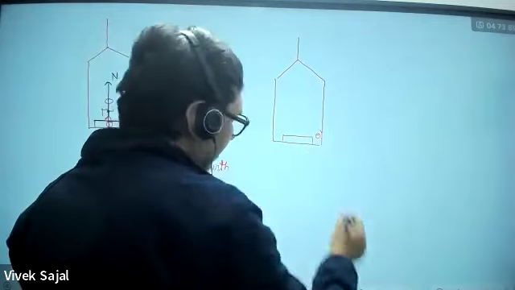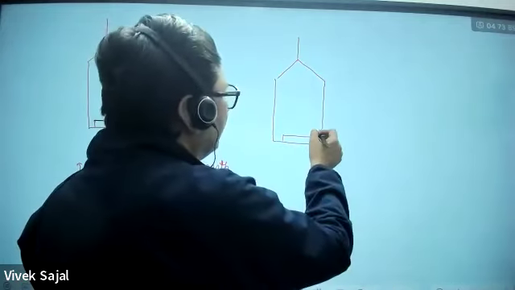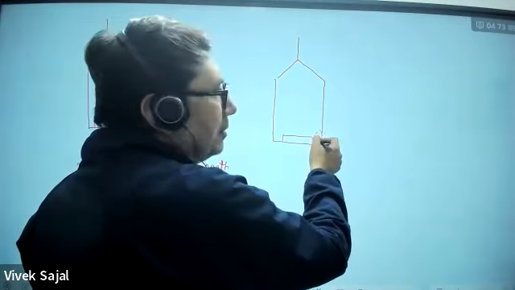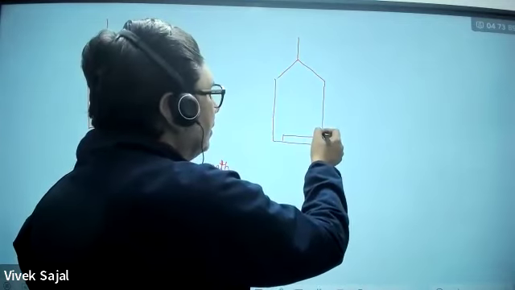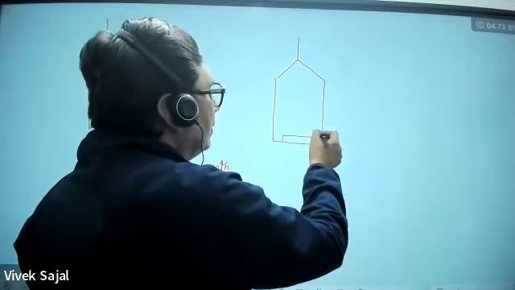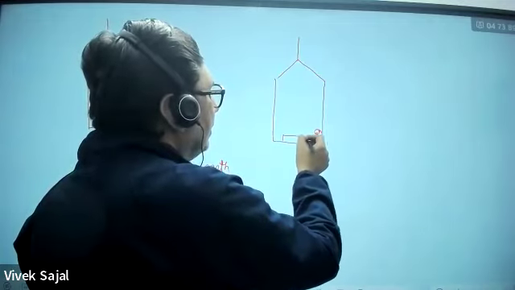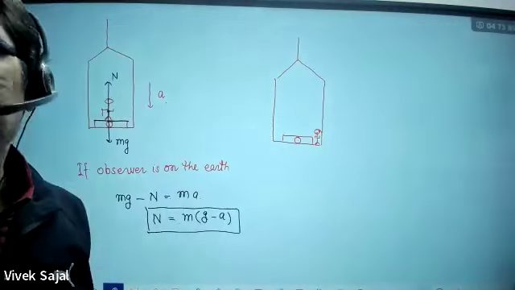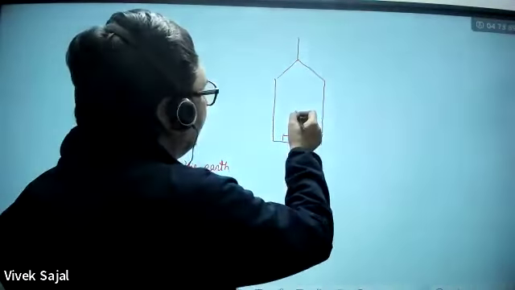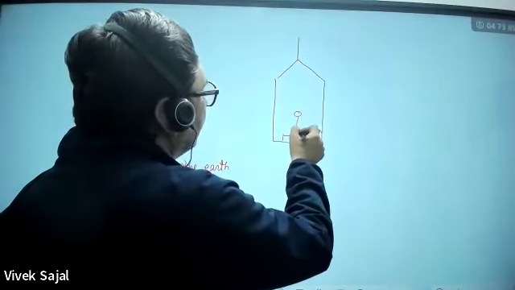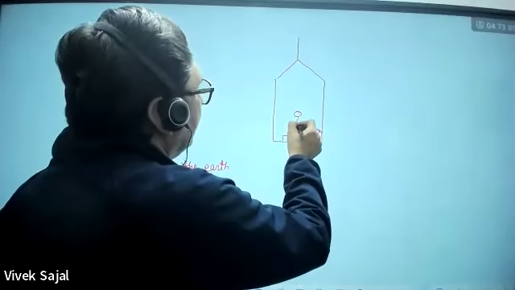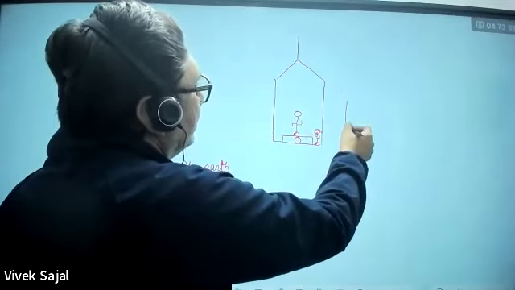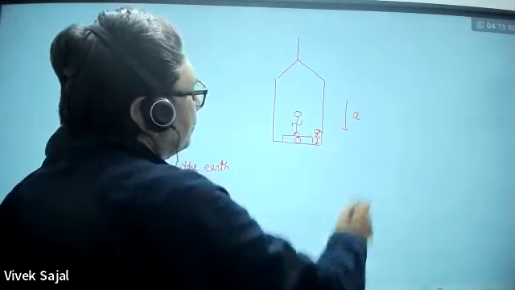But my observer is here. You are assuming that the observer is inside the lift, so he should get the same result because the weight of that person is not going to change. Now he has to explain how he can explain the weight of the person.